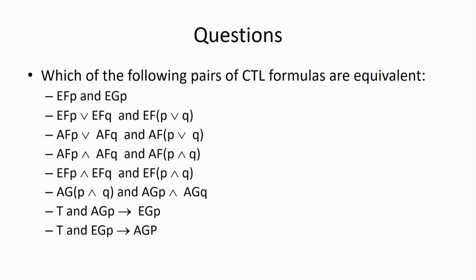Now, some pairs of formulas I am just writing over here: EFP and EGP, EFP or EFQ and EF(P or Q). So, these are the pairs of formulas I am writing, and we are just going to check whether these two formulas are equivalent or not. So, what is the first one? EFP and EGP: there exists a path in future where p holds, and there exists a path globally where p holds.